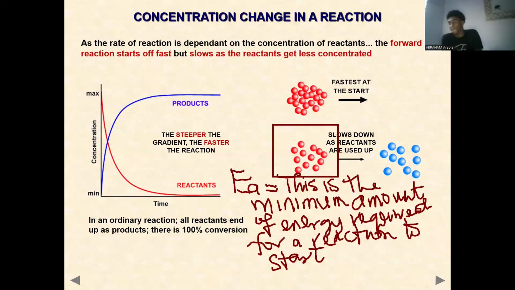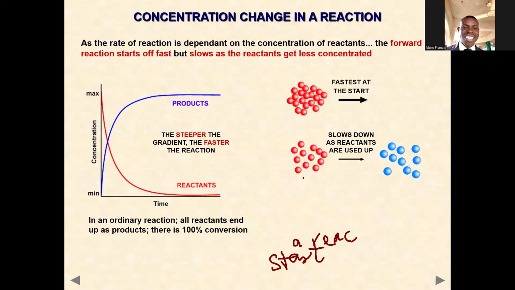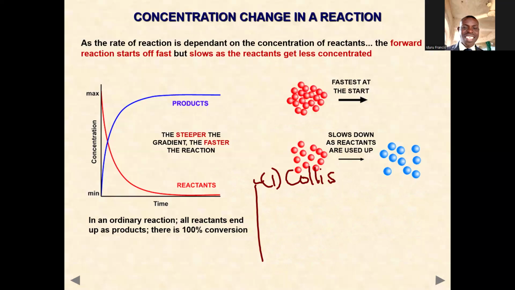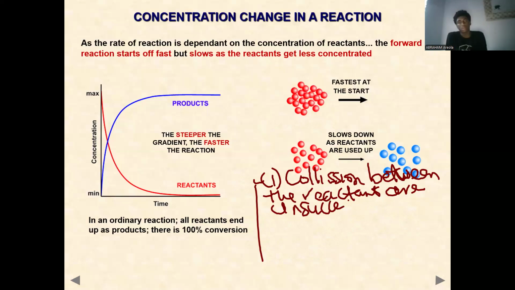So when the molecules are far apart, there are some features that we can bring out. What are the features? The first feature is that collisions between the reactants are unsuccessful.